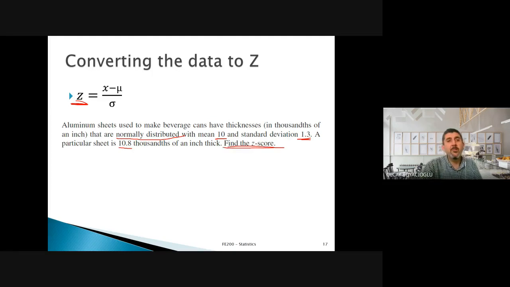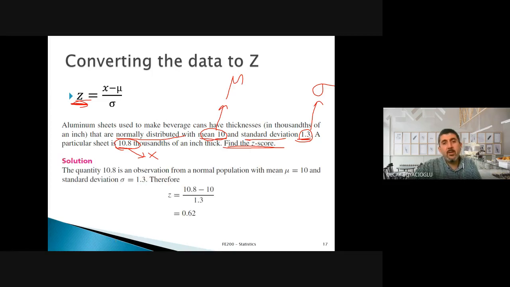Okay? Very simple. First of all, it tells us the mean. Mean is 10. This is mu, guys. It tells us the standard deviation also. This is sigma. And here is a particular sheet that is given, 10.8. This is x. So just put all these values into the z calculation formula. The z-score would then be 10.8 minus 10, which is the mean, divided by 1.3, and that equals 0.62.